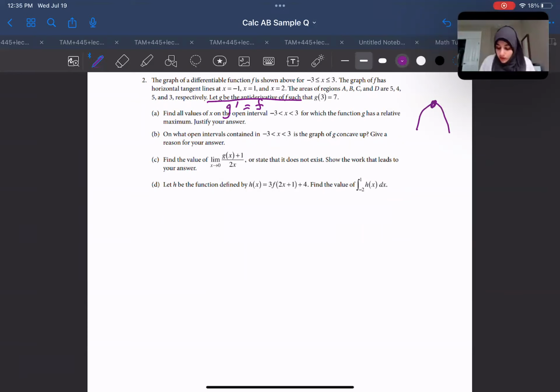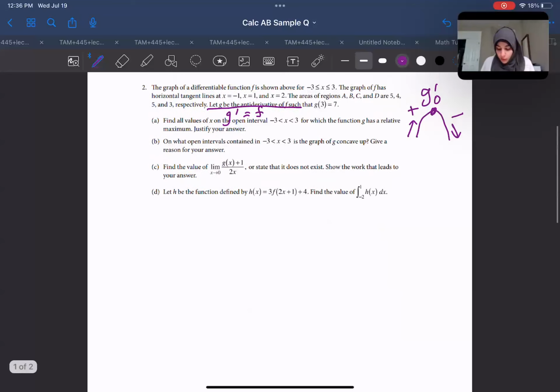What's happening with g prime? g prime is going from positive on the left-hand side, where we're increasing, to 0, to negative on the right-hand side, where we are decreasing. So I'm increasing, go to 0, decreasing. Positive, go to 0, negative derivative.